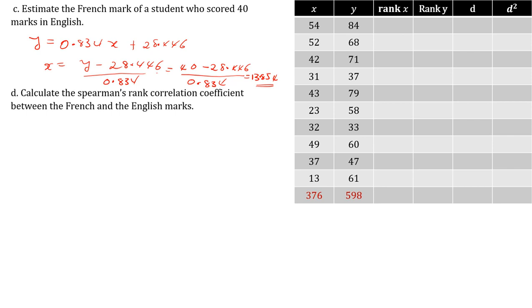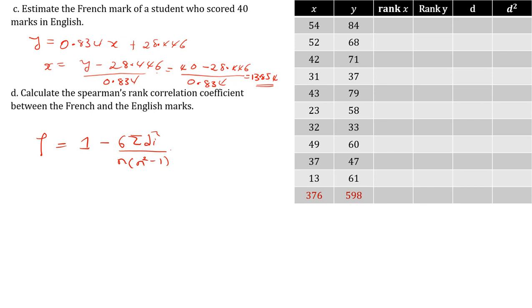Now the next one says calculate the Spearman's rank correlation coefficient between the French and the English marks. So here, the Spearman's rank correlation coefficient is rho, which is given by 1 minus 6 times the sum of d squared, divided by n times n squared minus 1, where n is the number of observations and d is the difference between the ranks. So we are going to complete the table which is seen here. You see that here we need the rank of x, the rank of y, and d squared.